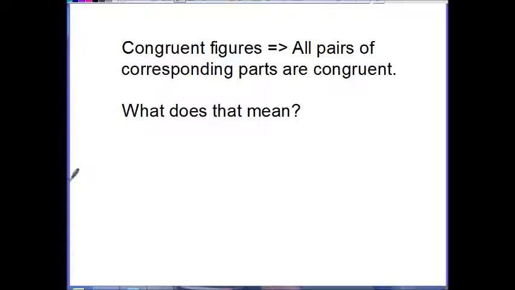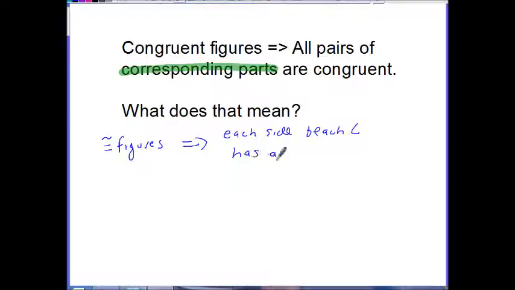So the first thing we have to understand is what congruent figures are. Congruent figures have all pairs of corresponding parts congruent. Now, corresponding parts. Let's talk about what that actually means. Corresponding parts means if we have congruent figures, it means that each side and each angle has a congruent match.